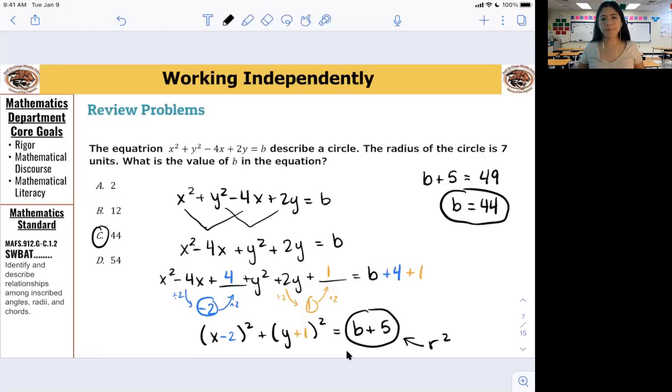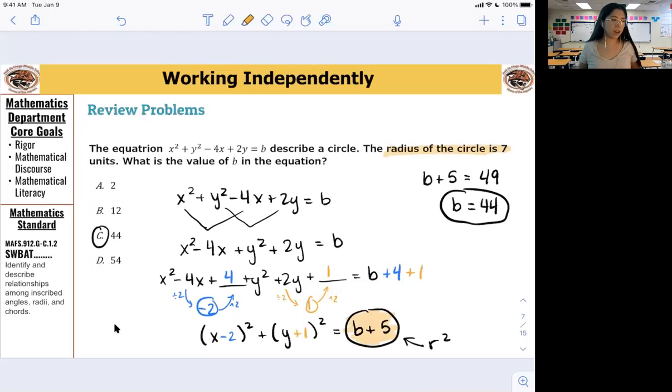So it's C. The tricky thing about this problem is that you can only see the radius once it's in standard form. Once you get it into standard form, this has to be r squared. So what a couple of people did was think that b was the radius, so you probably did 49 + 5 equals 54. So you kind of did it backwards. Take a moment and see.